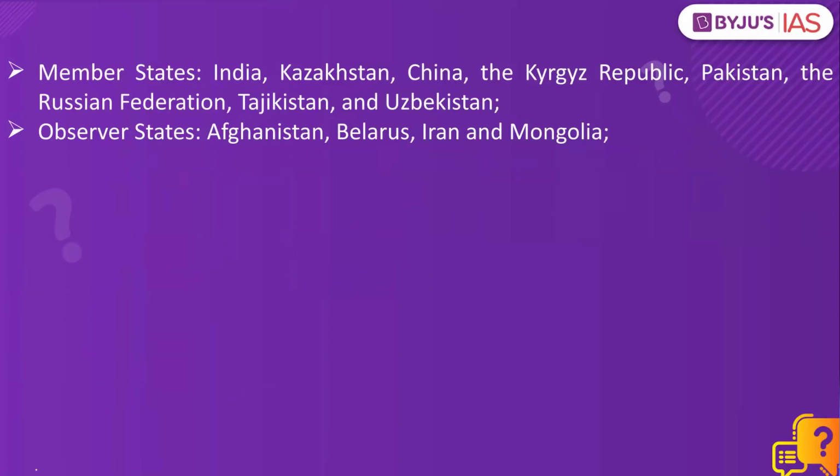The question can also be on how many members are part of this organization. There are 8 members: India, Kazakhstan, China, Kyrgyzstan or the Kyrgyz Republic, Pakistan, the Russian Federation, Tajikistan and Uzbekistan. Also, there are 4 observer states of SCO: Afghanistan, Belarus, Iran and Mongolia.